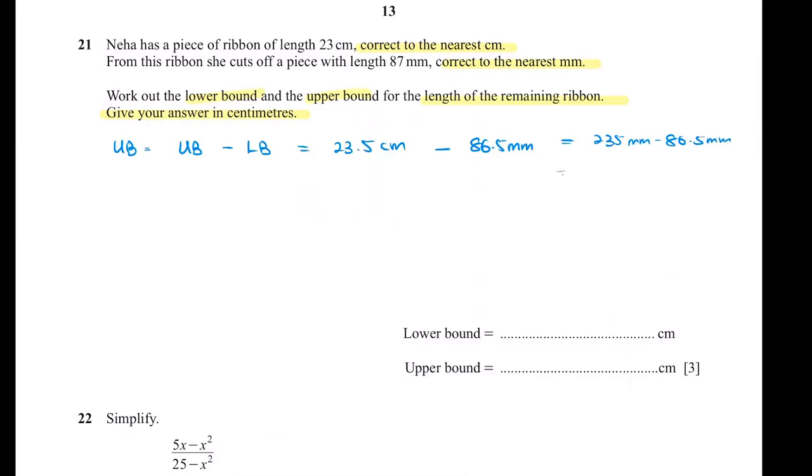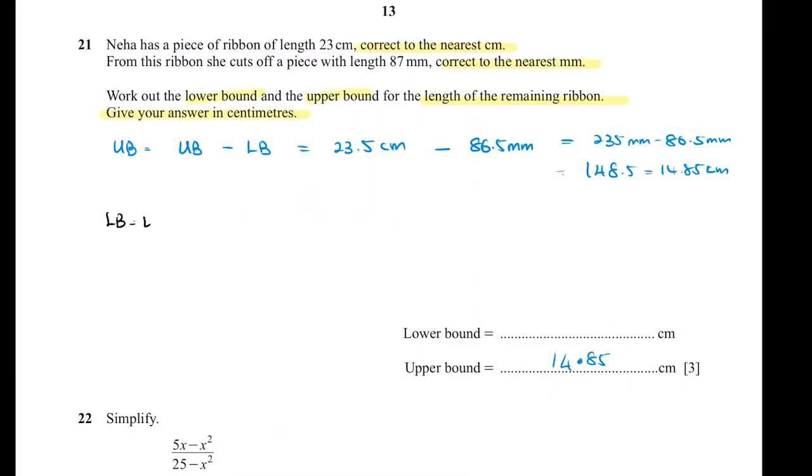235 millimeters minus 86.5 millimeters gives 148.5. Sorry, I need to change it to centimeters. Remember, do not round anything here because we cannot. We need the precise one.